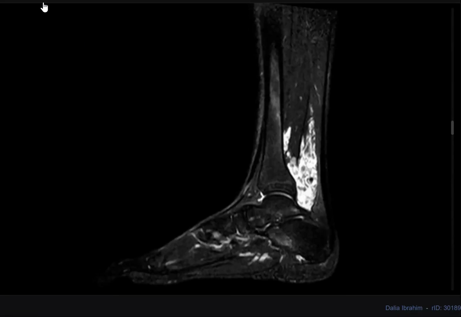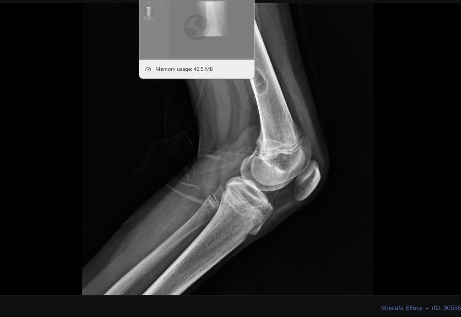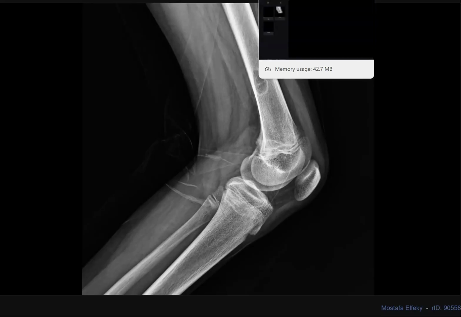Okay, I'll give you another case. This is a simple case. I will describe: this is the X-ray of the knee joint, lateral view, of a skeletally immature patient. I can see a well-defined lytic lesion with surrounding sclerotic margins and a narrow zone of transition in the diaphysis of the distal femur. There is no cortical break, no overlying periosteal reaction, and no other bony lesion seen. The knee joint space appears unremarkable.